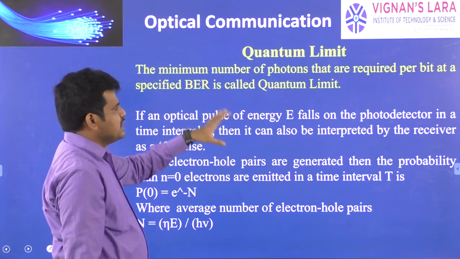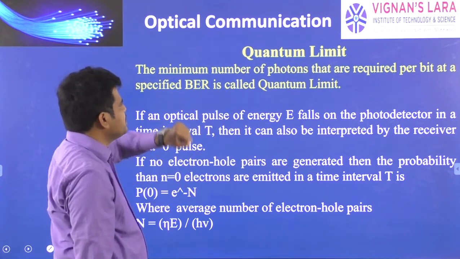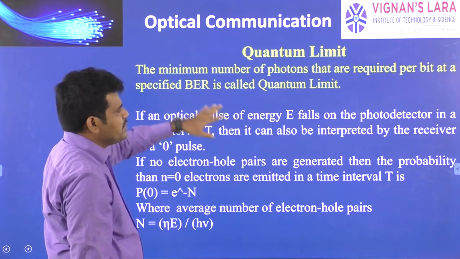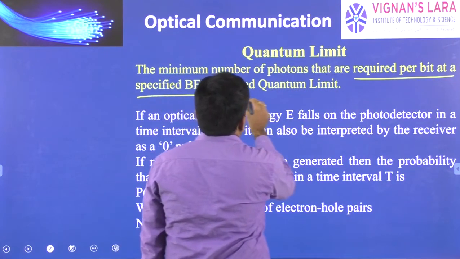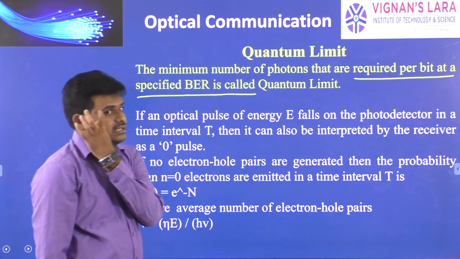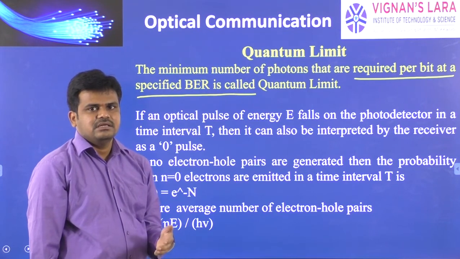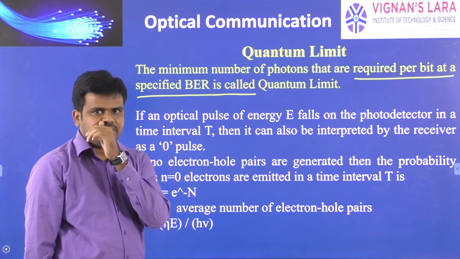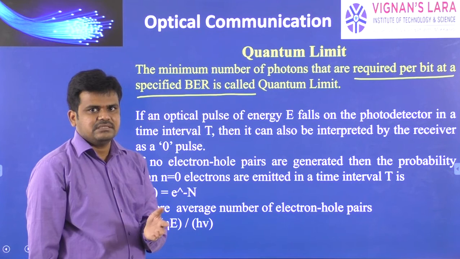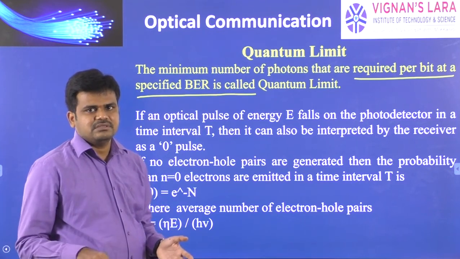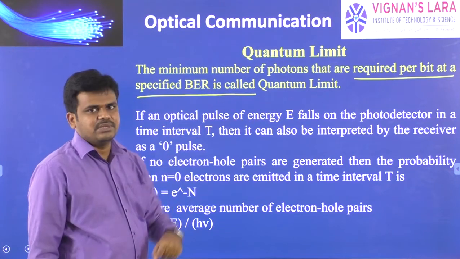We have discussed bit error rate. The next one is quantum limit. Quantum limit means the minimum number of photons that are required per bit at a specified bit error rate. So how many photons are required to generate the optical power, to generate the electrical power, is called the quantum limit.